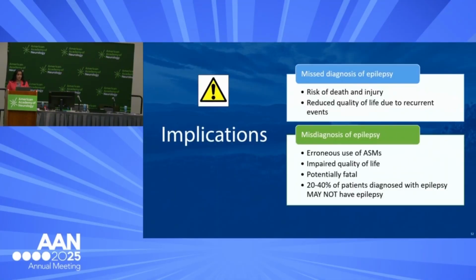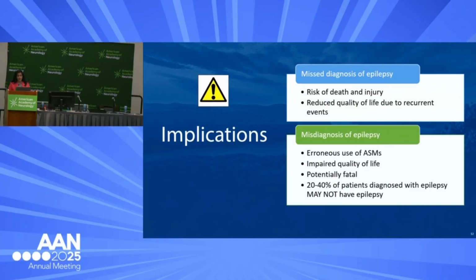So what are the implications of this diagnosis of epilepsy? Missing the diagnosis can obviously be a risk of death or even injury if there's status. And there can be a reduced quality of life due to recurrent events. On the other hand, a misdiagnosis of epilepsy also has repercussions, including erroneous use of ASMs, which in themselves could impair quality of life, or just the stigma of carrying that diagnosis and the restrictions that may come with it.